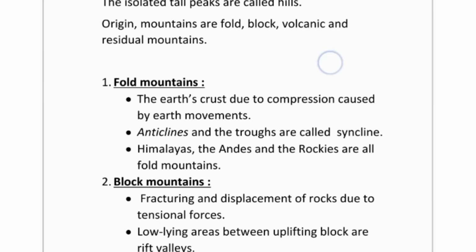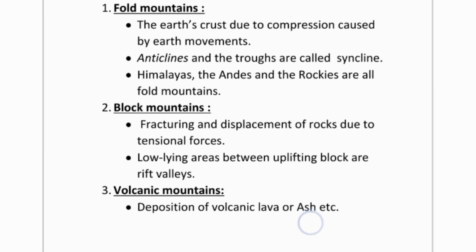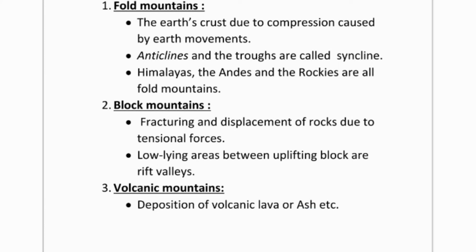Next one is mountains. Mountains everyone knows. Mountains are generally more than 600 meters tall and much of their area has steep slopes. They have peaks and valleys and the local relief is also high. Mountains comprise a series of ranges. The associated lower peaks are called hills. On the basis of their origin, mountains are fold, block, volcanic and residual mountains.